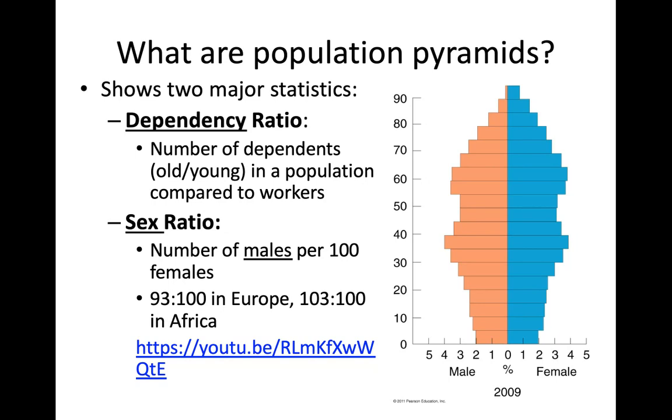Currently in Europe, the sex ratio is 93 males to 100 females, so there are more women in Europe than there are males. In Africa, the sex ratio is 103 males to 100 females, so there are currently more males in Africa than there are females.